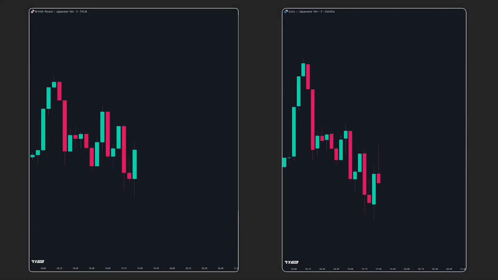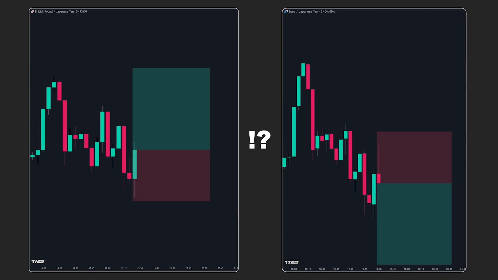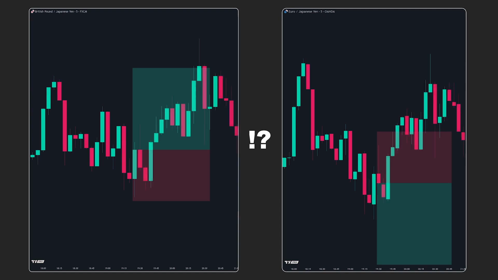And here's a classic mistake: buying pound yen while selling euro yen during the Asian session. One of those trades is almost guaranteed to hit stop loss while the other wins. So let me show you why timing is very important and how to avoid these common mistakes.